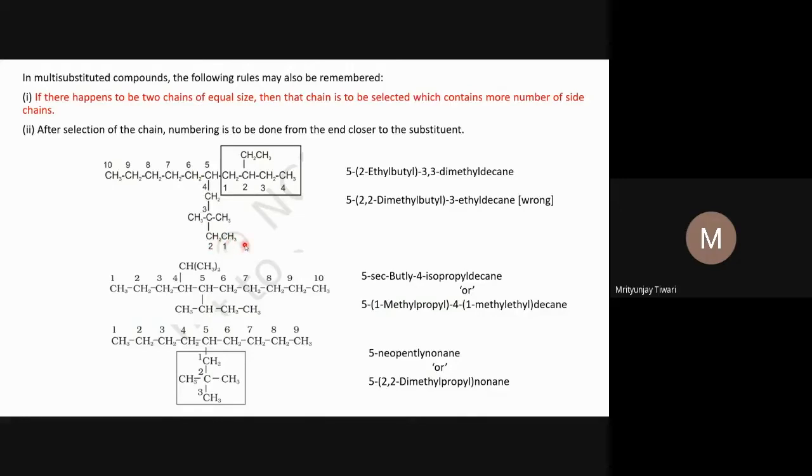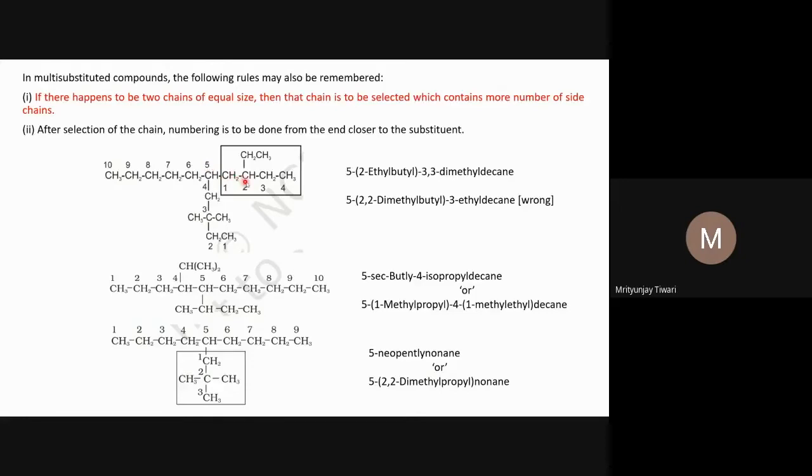The lowest possible numbers or locants should be given to the branches or the side chains. Even if different side chains are at the same positions, then we follow alphabetical order and so on.